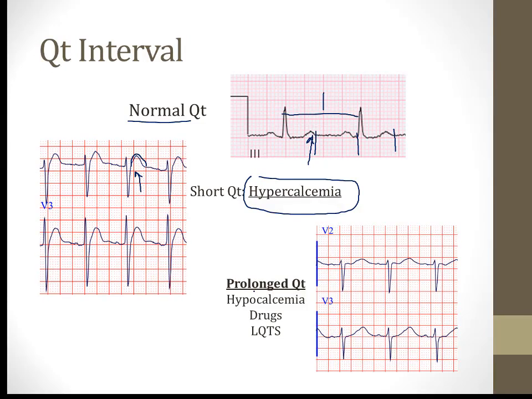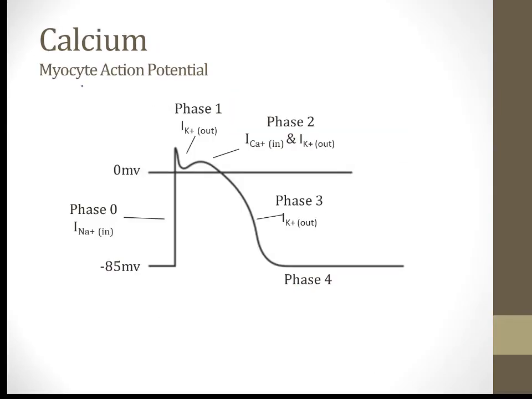There are a number of causes of a prolonged QT interval. These include hypocalcemia. That's easy to remember. It's the opposite of the cause of a short QT syndrome. Also, a number of drugs, especially antiarrhythmics, and also the long QT syndrome, which we'll talk about in a second. To understand why calcium affects the QT interval, let's review the role of calcium in the myocyte action potential.